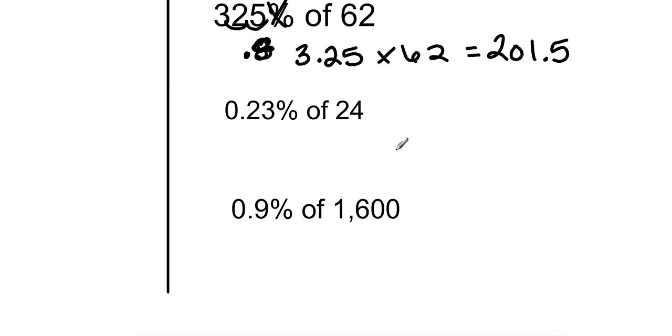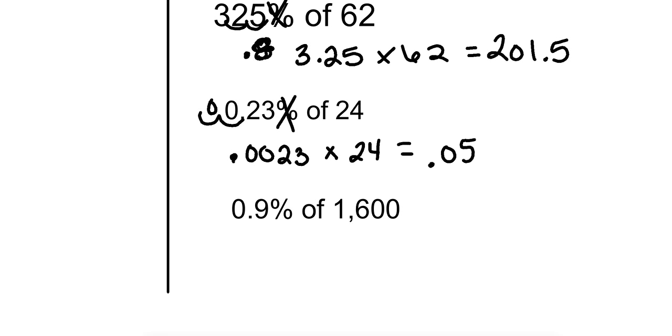So now let's look at some that are smaller. Go ahead and try using the same procedure. Okay, we need to move the decimal. Back it up. So 0.0023 of the 24. 0.0023 of the 24 gives me 0.0552. It's a really small piece of that 24.